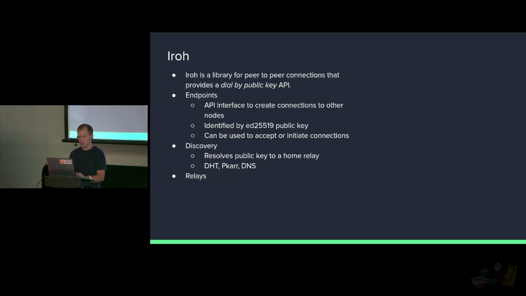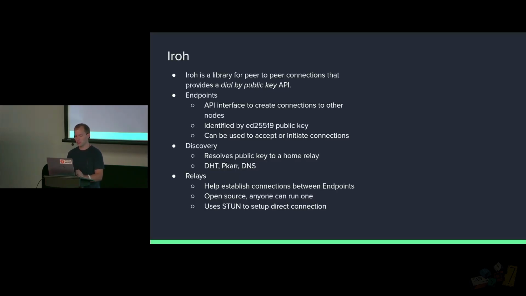And the whole point is to find these relays. So the relays are what actually helps establish the connection between two endpoints. In our case, like the two guardians in a Fedimint, or a client and a guardian. These are open source. Anyone can run one. So N0, again, the company, also runs some, but you can also run your own in case those go away. And they use STUN to set up this direct connection, which is a hole punching protocol. And then they use QUIC for this reliable byte stream abstraction. So once you have the connection set up, you can send data back and forth in a reliable way.